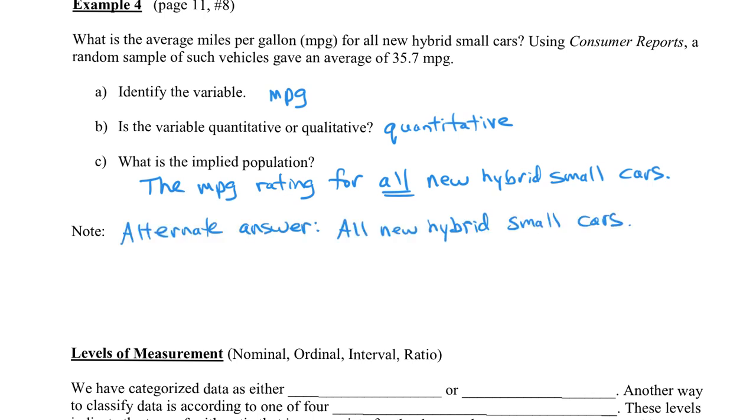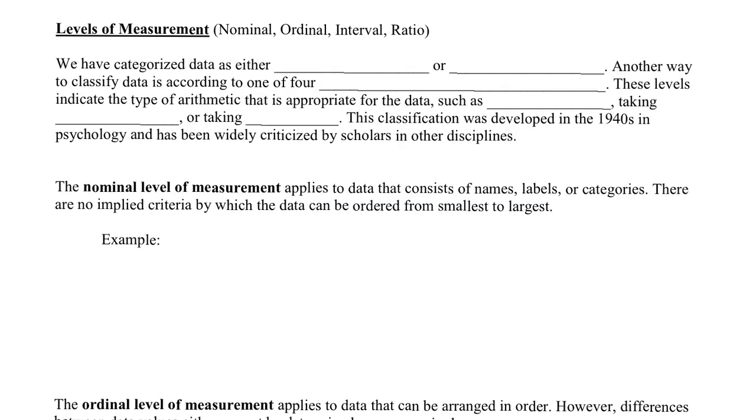So I just wrote down the alternate answer there. And for us, you could write this for the implied population or this for the implied population. Whichever way you would like, they're both fine in this class. The last thing we look at in this section is the topic of levels of measurement.